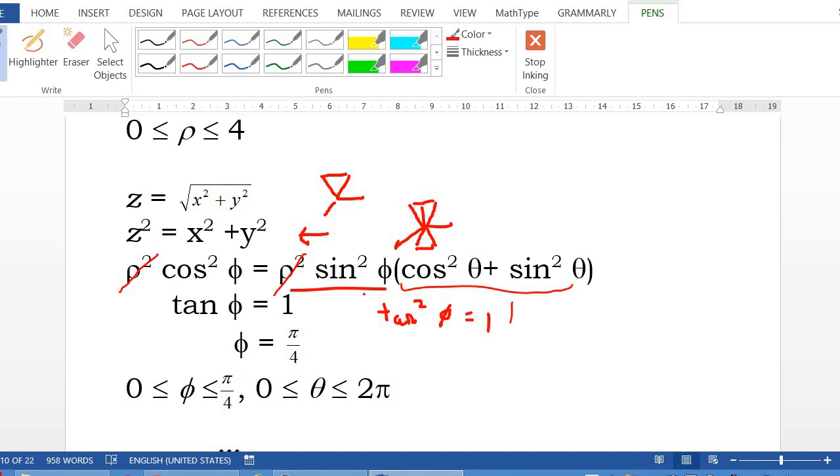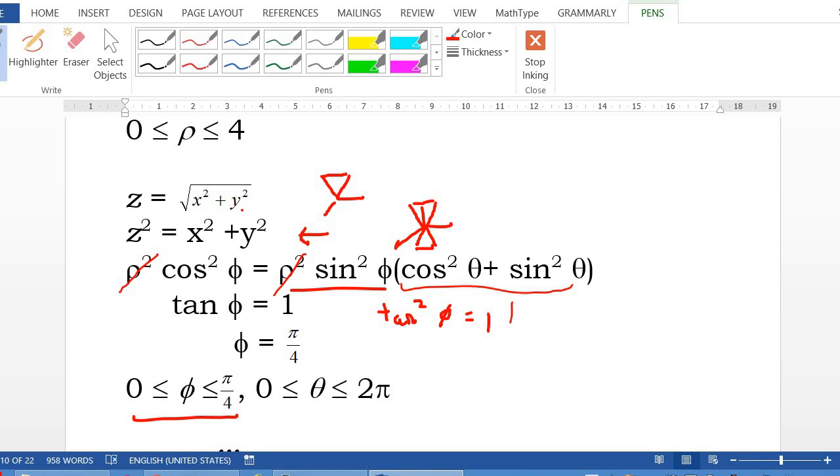Sin squared phi divided by cos squared phi gives tangent squared phi equal to 1. Hence tangent phi is 1, so phi equals pi over 4. So your phi is 0 to pi over 4: phi is 0 along the positive z-axis until it touches the surface of the cone. By solving this cone equation, you get phi equal to pi over 4. If you have a different coefficient in the cone equation, your phi will be different from pi over 4, depending on the cone equation.